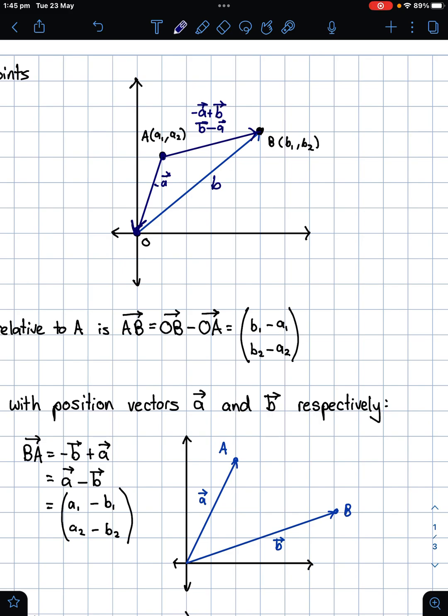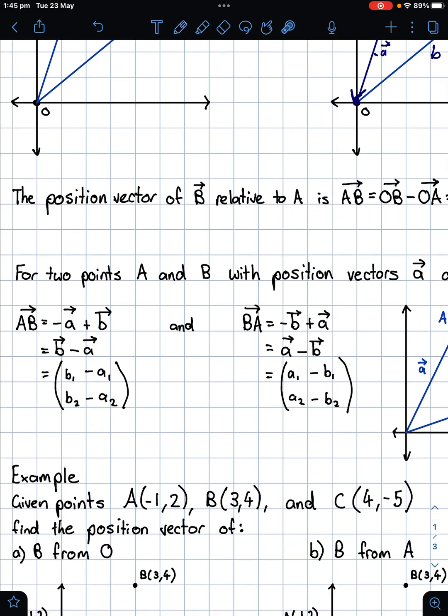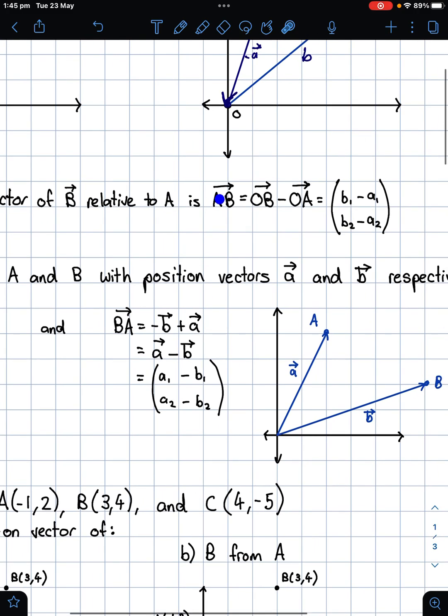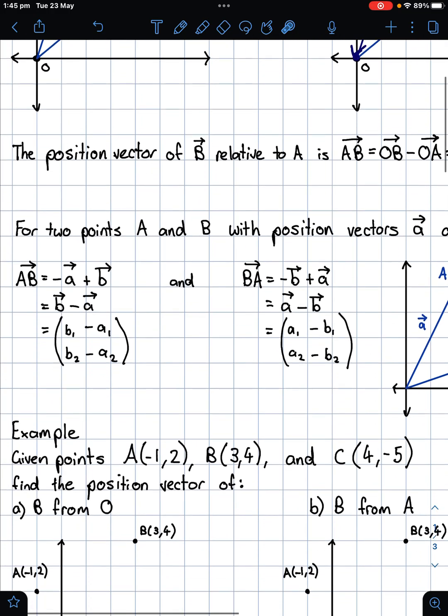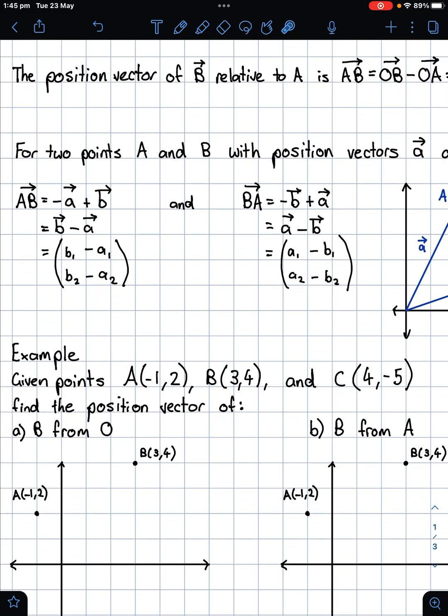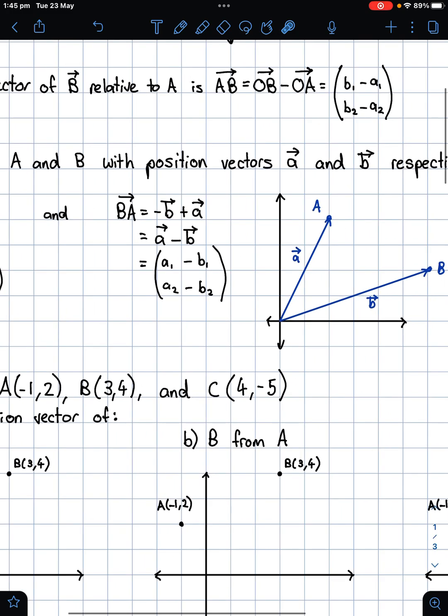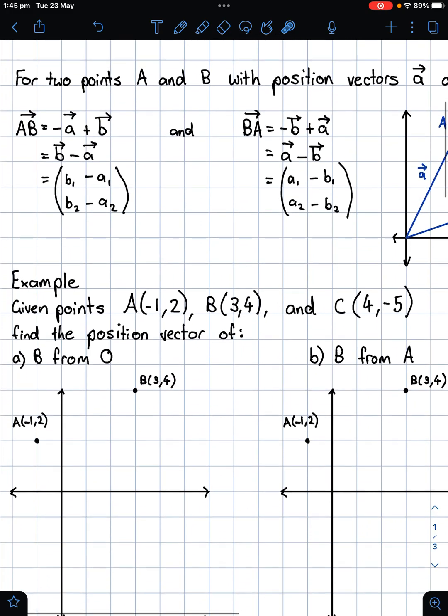So this is sort of the point we're looking at here. And this is the definition. The position vector of B relative to A is from A to B equals OB, which was this B vector here, minus OA. So we take that one. So they've just changed the order there. And we take the individual elements, just like in the last section with vector subtraction.